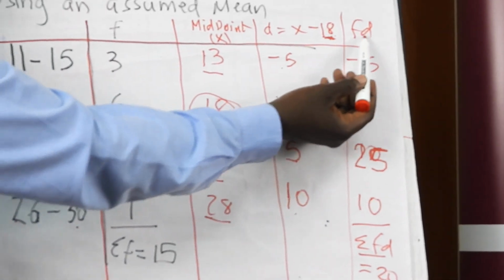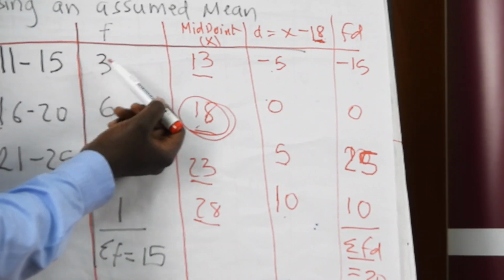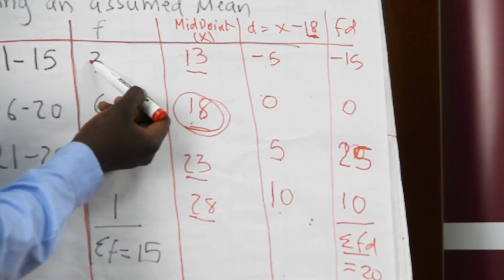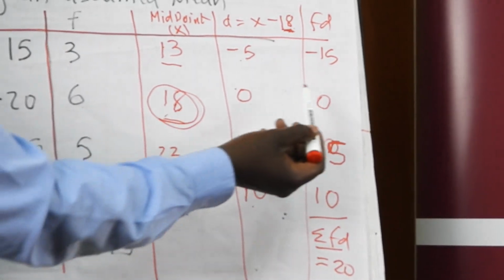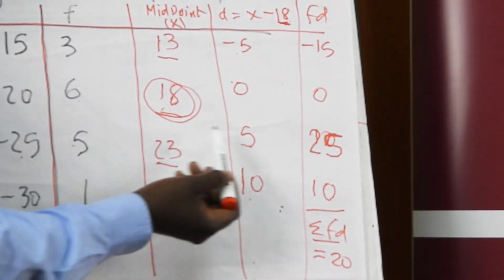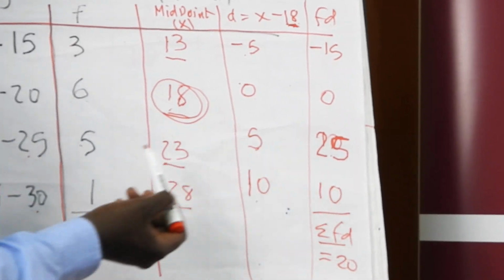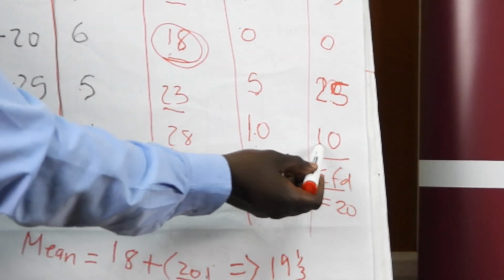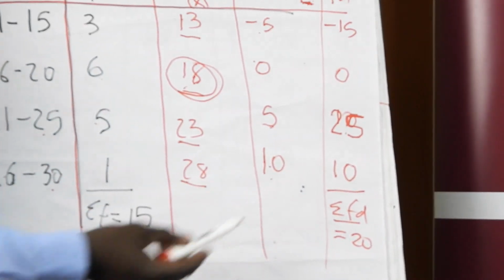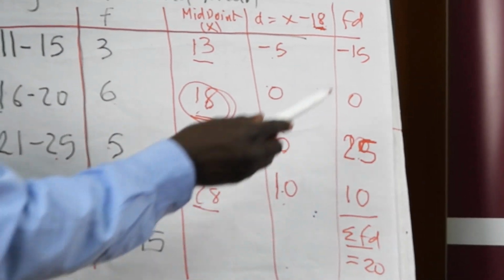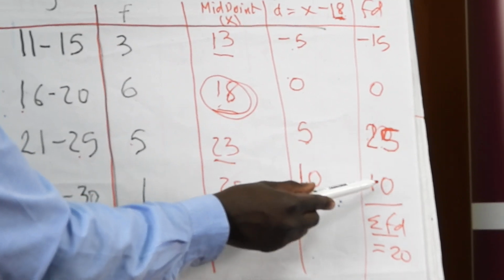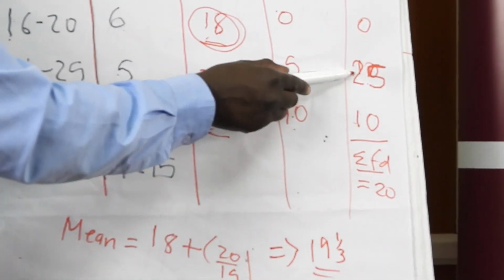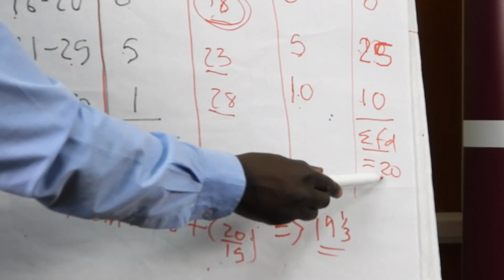So we multiply the deviations by the frequency. Negative 5 times 3, negative 15. 0 times 6 is 0. 5 times 5 is 25. Then 1 times 10 is 10. After that, we add the products. So those are negative 15 plus 25 plus 10. That gives us 35 minus 15, which is 20.